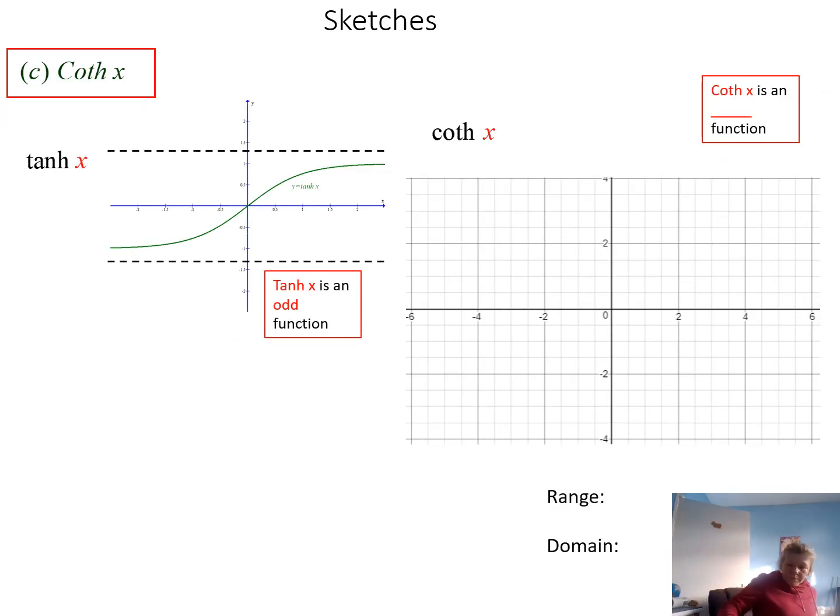Oh, there's another one. Coth x relates to tanh. It's 1 over tanh. Tanh is an odd function. What's coth going to be? Well, there are asymptotes here at 1 and -1. So that means the heights of all those green bits, all their y values, are between 1 and -1.